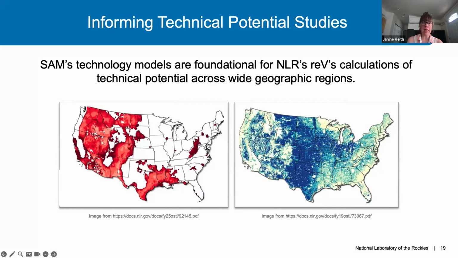REV does a great job adding in a lot of information about costs and site suitability and distances to transmission lines and things like that. The underlying generation profiles for a particular technology are created using SAM from within the REV platform.